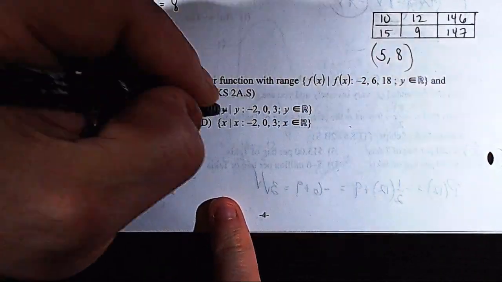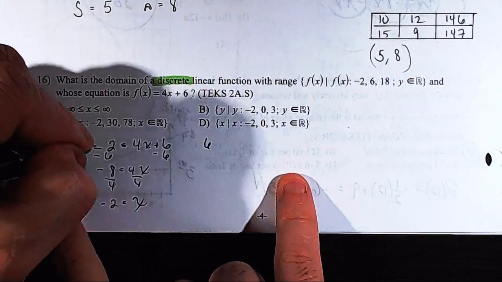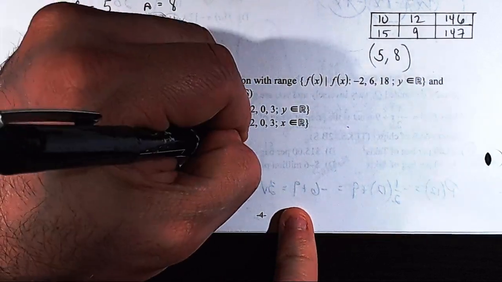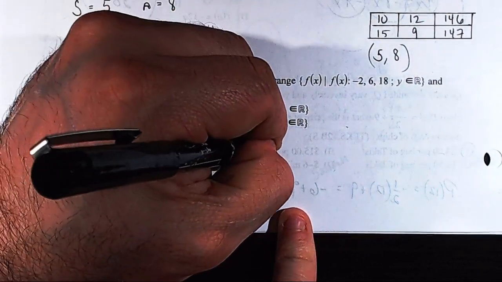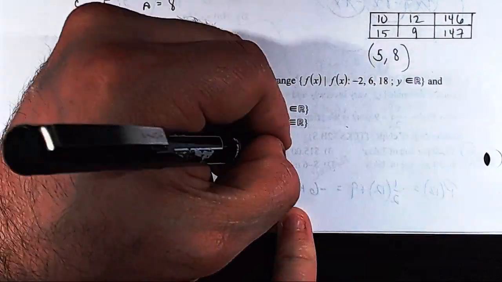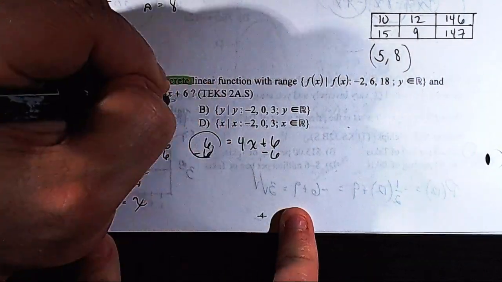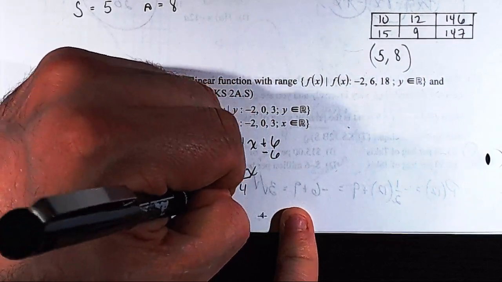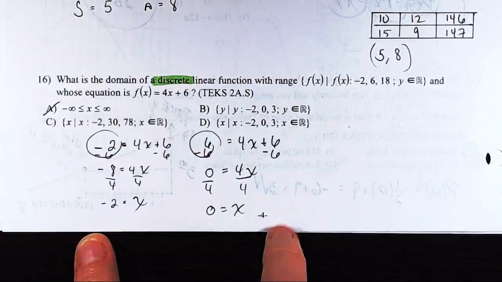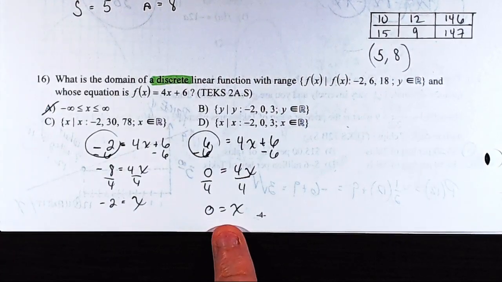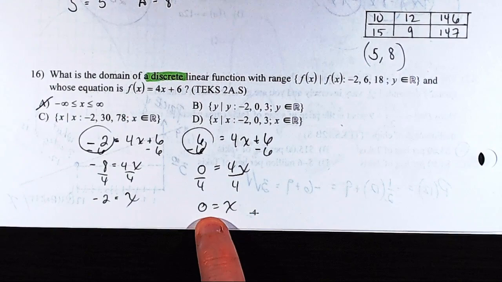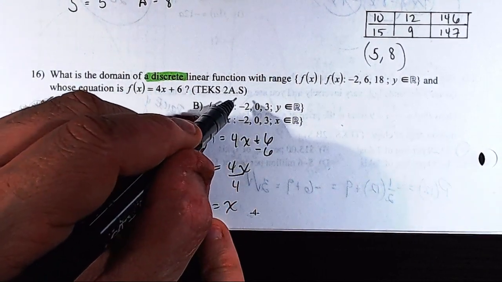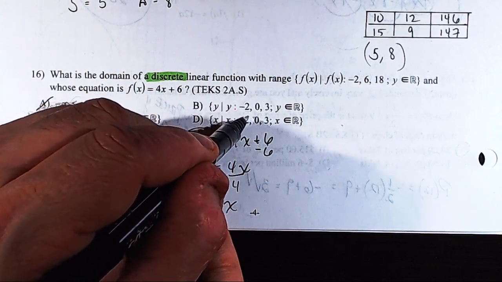Now I'm going to put in 6. First I was trying -2, right? Now I'm trying 6. So 6 = -4x + 6. Now I'll subtract 6 from both sides, and I have 0 = -4x. Divide by -4, 0 divided by -4 is 0, so x equals 0. So my next discrete is 0. Well, that gets rid of C. So now these are both the same.